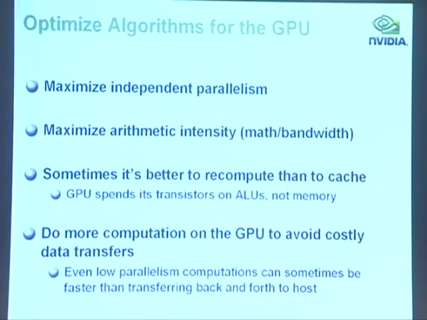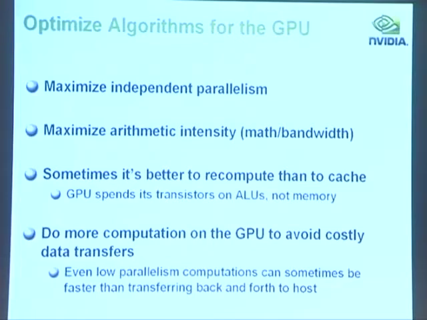So in more detail, when you optimize algorithms for the GPU, you want to do it in a way that maximizes the amount of independent parallelism. Basically, you have many data elements that can be processed independently by many threads, because that's the best way to utilize all of the GPU. You want to maximize the arithmetic intensity. That's the ratio of math or arithmetic instructions to bandwidth. So if you're bandwidth bound, it makes sense to do a more complex computation as long as it doesn't increase the amount of data that you need. For example, higher order expansions for iterative solvers and things like that make sense sometimes.